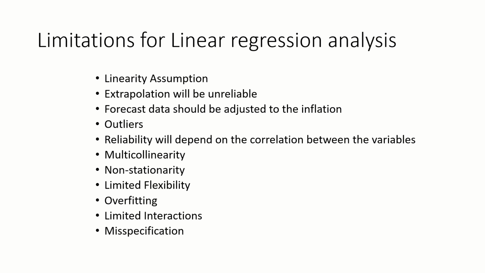Limited interactions. Linear regression models are limited in their ability to capture interactions between variables, meaning that the model may not be able to capture the combined effect of multiple variables. Misspecification. Linear regression models can be sensitive to incorrect specifications, such as omitted variables or incorrect functional form. This can lead to biased results and reduced forecasting accuracy.